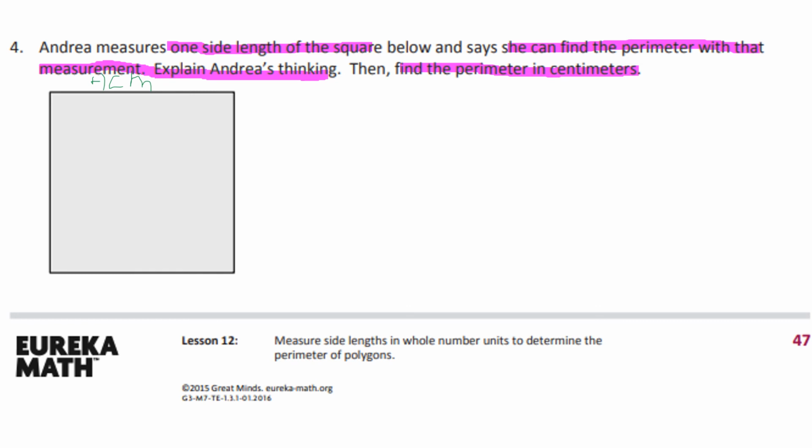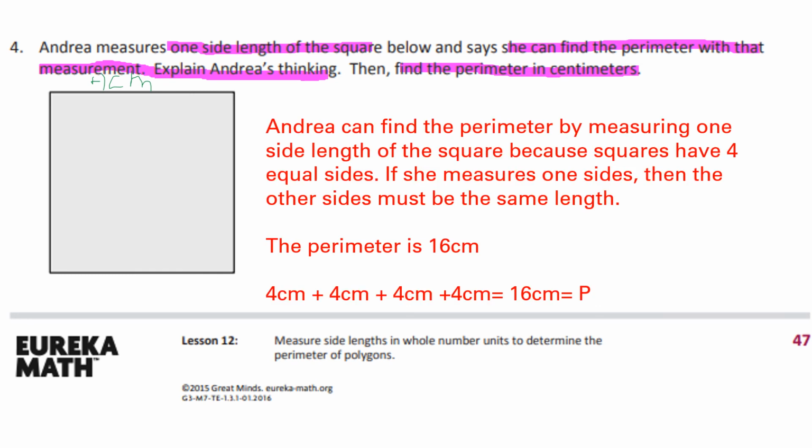All right, and I'm going to go over the answer now for our last problem for this lesson. So here's the answer. I said Andrea can find the perimeter by measuring one side length of the square because squares have 4 equal sides. And if she measures one side, then the other sides must be the same length. The perimeter is 16 centimeters then. And 4 centimeters plus 4 centimeters plus 4 centimeters plus 4 centimeters equals 16 centimeters.